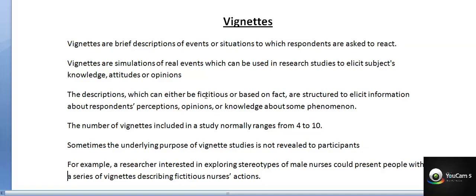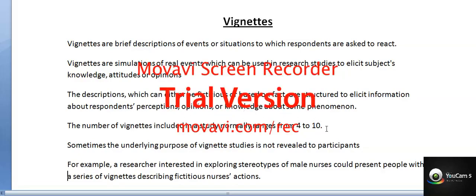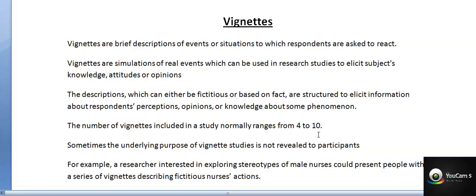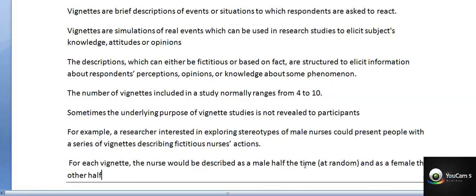The description can either be fictitious or based on fact, or structured to elicit information about respondents' perception, opinion or knowledge about some phenomenon. So if you want to bring vignettes into the research study, you should normally arrange vignettes from 4 to 10. So minimum you need 4 situations, maximum of 10 situations related to one single topic.